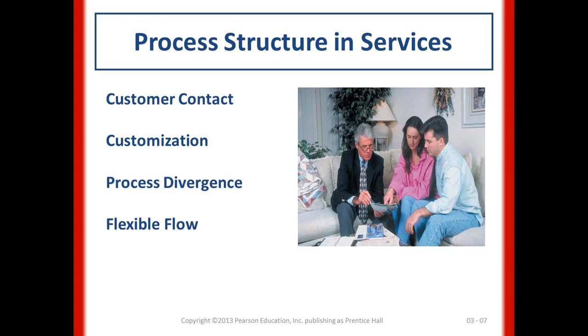So there's a couple of process structures and services. You can have high customer contact. You can have some customization. For example, if you're selling insurance, a home, financial documents or financial services, then you usually want a high amount of customization and high amount of customer contact. There's a lot of process divergence. What that means is a process can take any path, and the salesperson or the customer has to go along with that. And there has to be a high amount of flexibility in the flow as well.